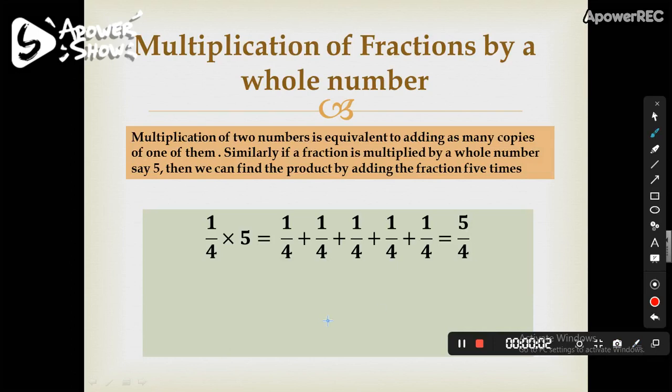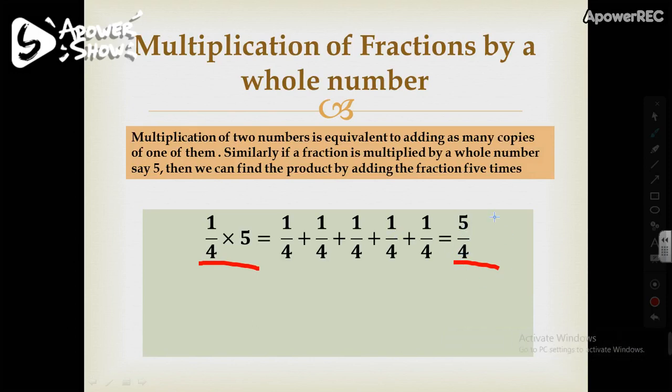Now compare this one and this one. I want to obtain this result directly without doing any addition, so I want to skip this step, where 1 by 4 is added 5 times. How can I do this? Just look here: this is 1 by 4 multiplied by 5, or you can say 1 by 4 multiplied by 5 by 1, and the result obtained is 5 by 4.